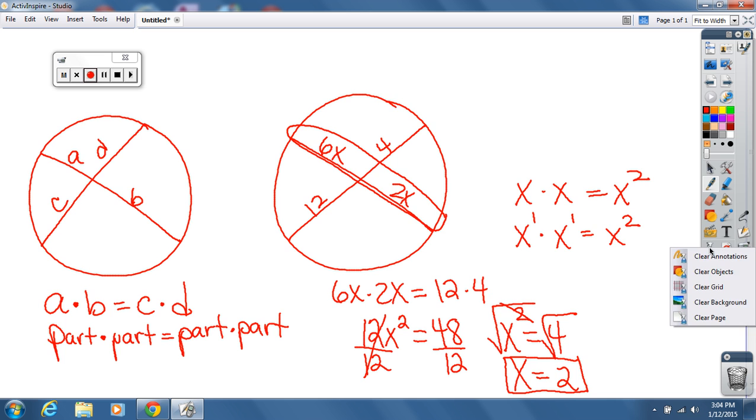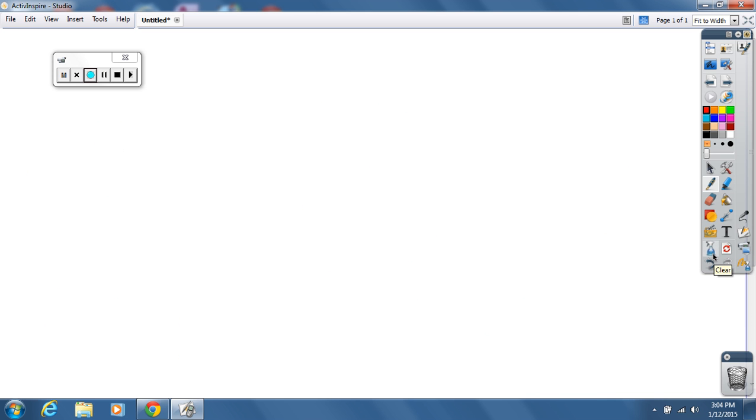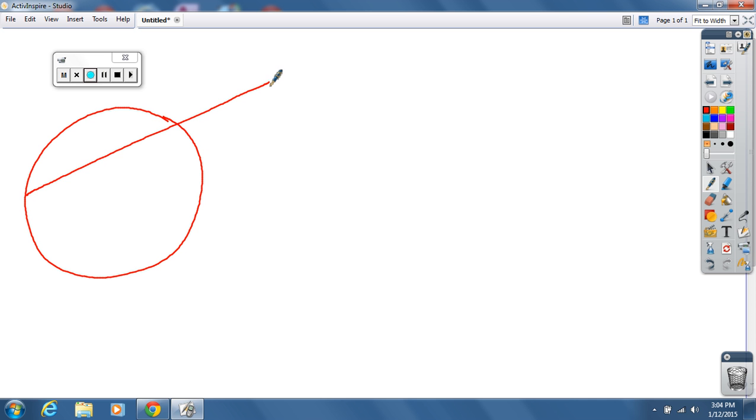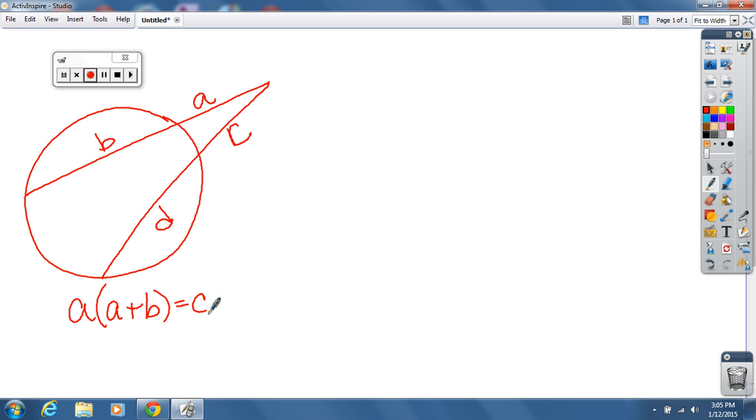Alright, 2 more examples. We've got a circle that has 2 secants. So when I have 2 secants, I follow the rule that says outside times whole is equal to outside times whole. That means A times A plus B is equal to C times C plus D. Outside times whole is equal to outside times whole.